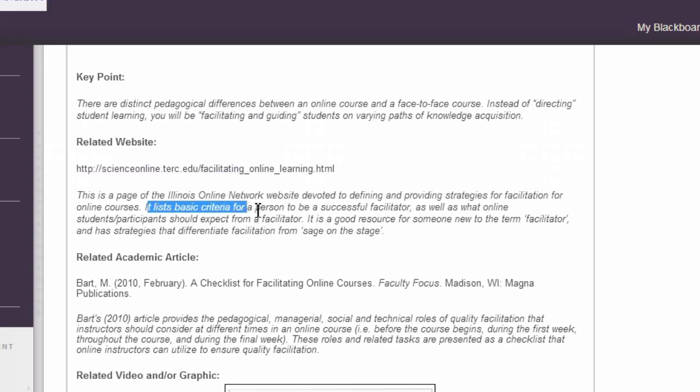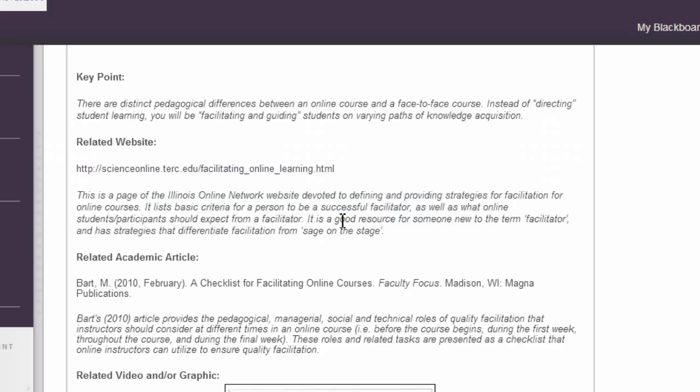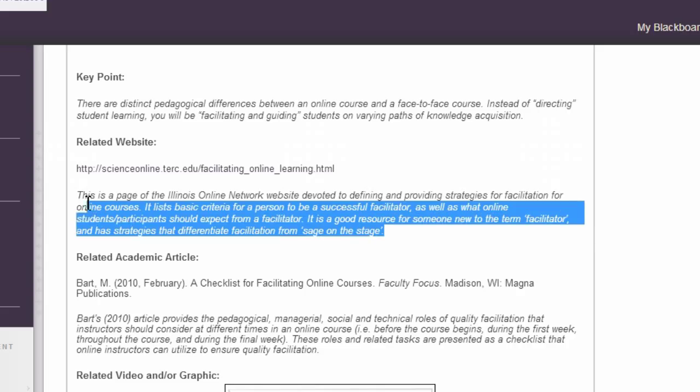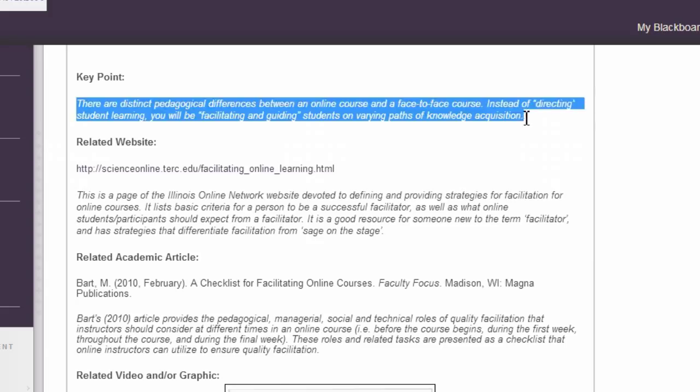It lists basic criteria for a person to be a successful facilitator, as well as what online students should expect from a facilitator. So again, this is what I'm going to be looking for, is that your related website is a robust resource for this key point.